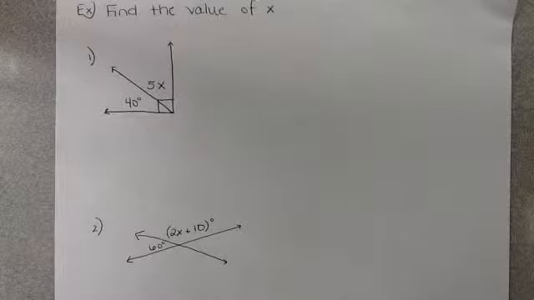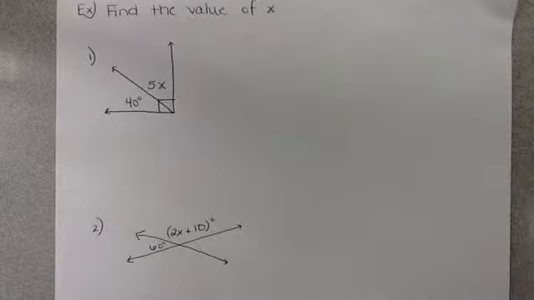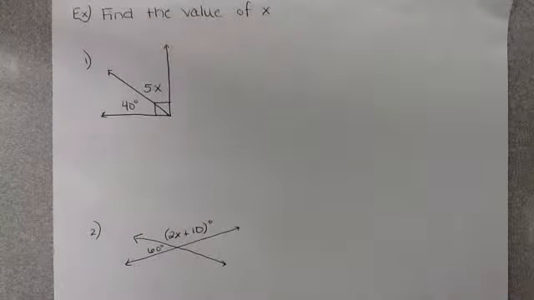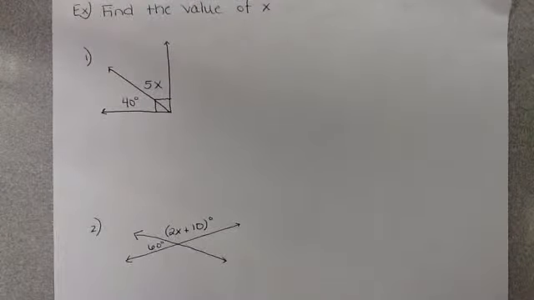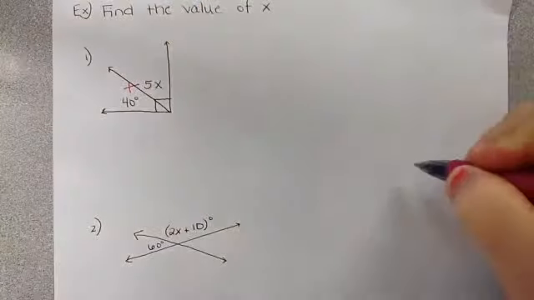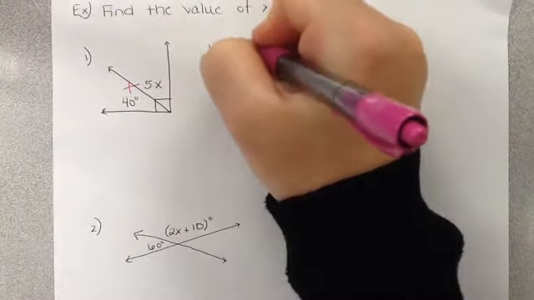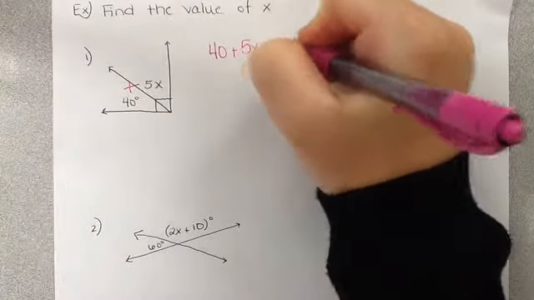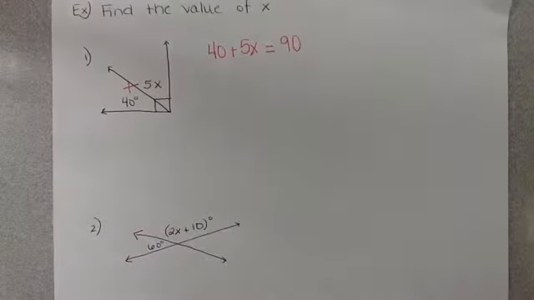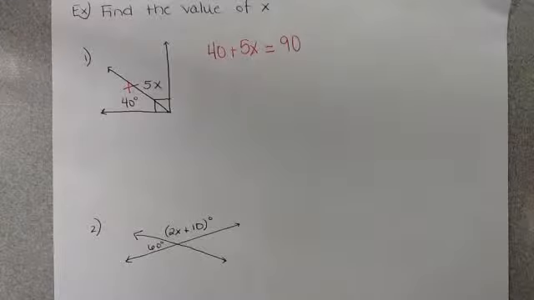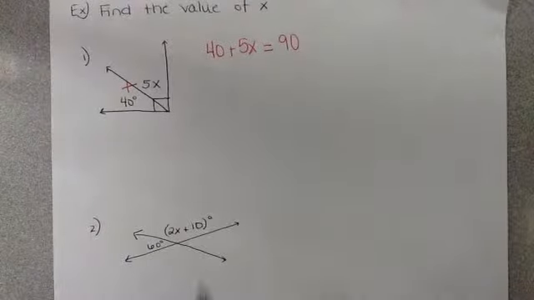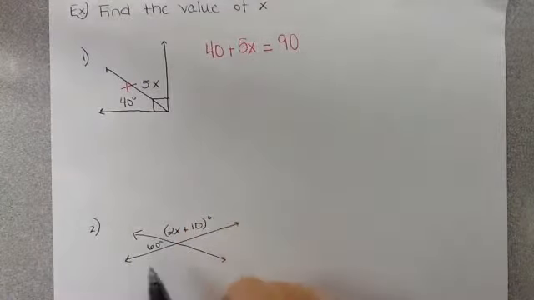What type of angles are number 1? Complementary. So together they make 90. So if I add these two together, they need to equal 90. They are a right angle. Right angles are 90 degrees. So together, those two angles added together need to equal 90.